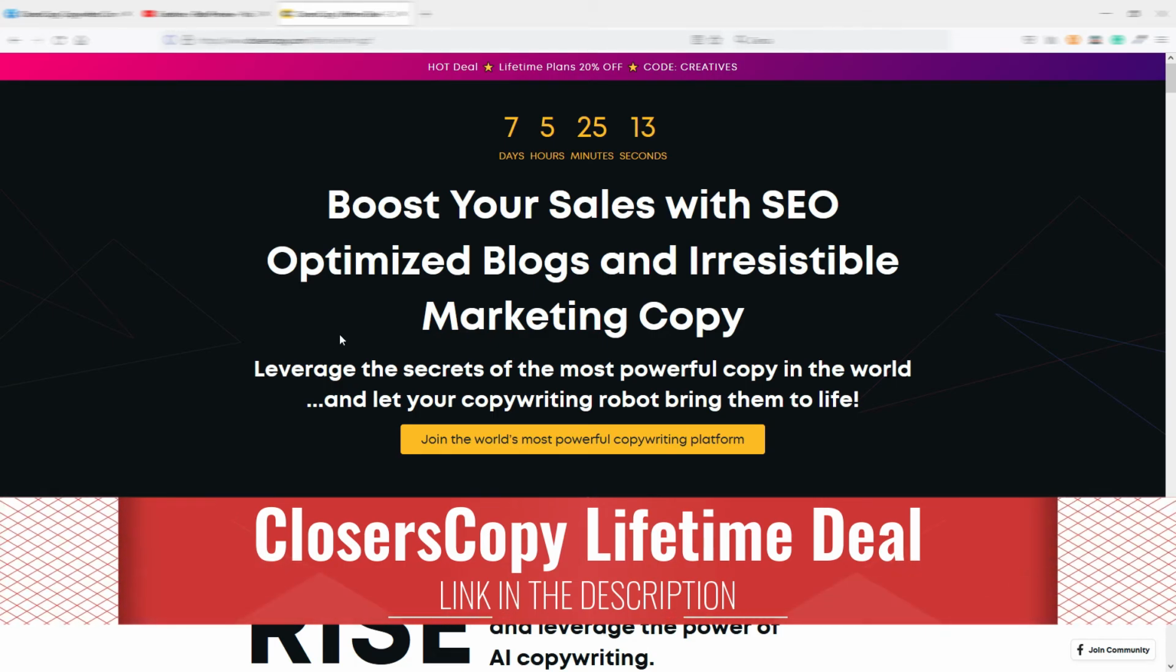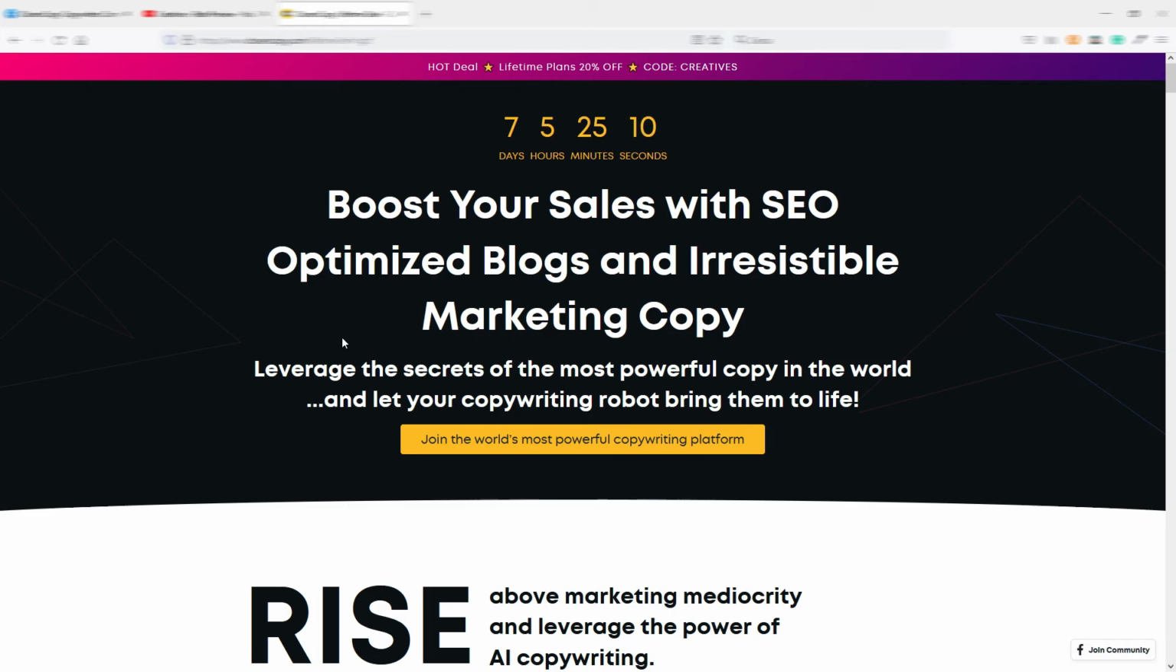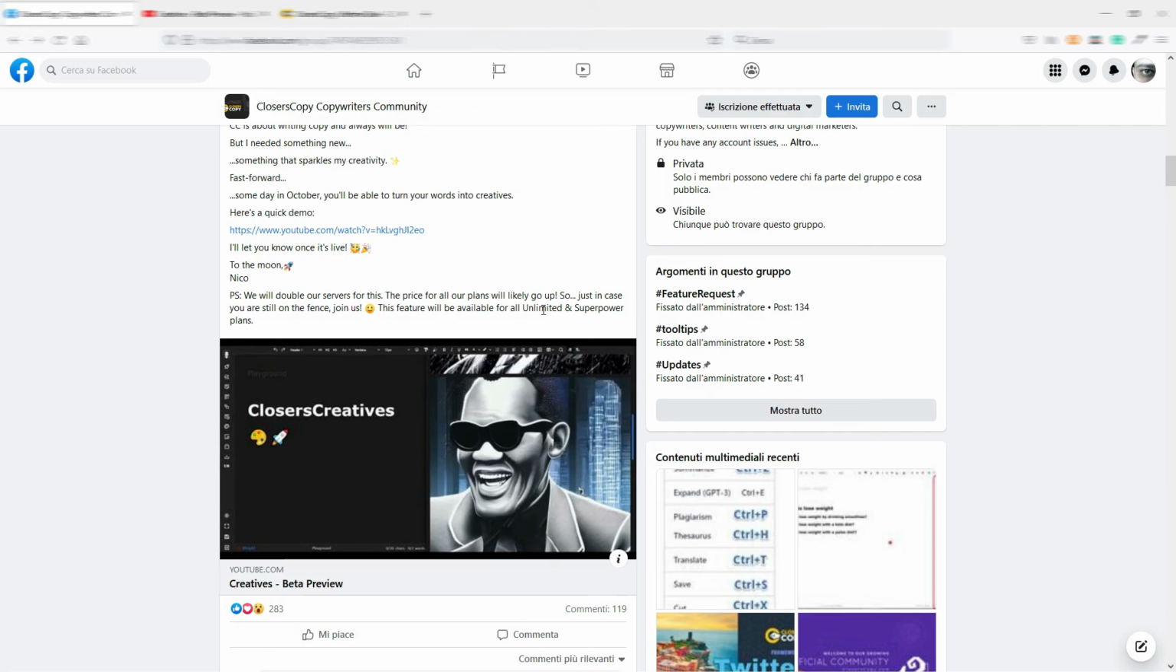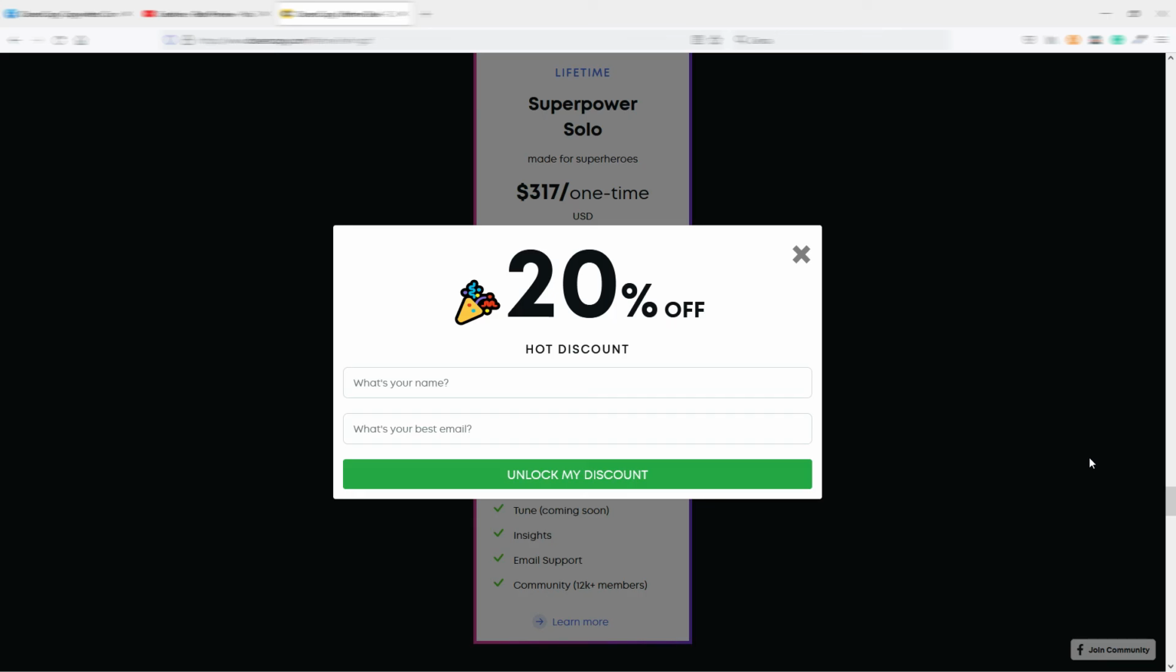I highly suggest thinking about this promotion because you will now even have the chance to use AI-generated images here in ClosersCopy. I will surely make a video when this feature is released in the next days or weeks, and I hope this video is good news for you. Maybe you were thinking about trying some of these services to generate images, and now you will have this feature inside ClosersCopy. I think it's all for this short video.